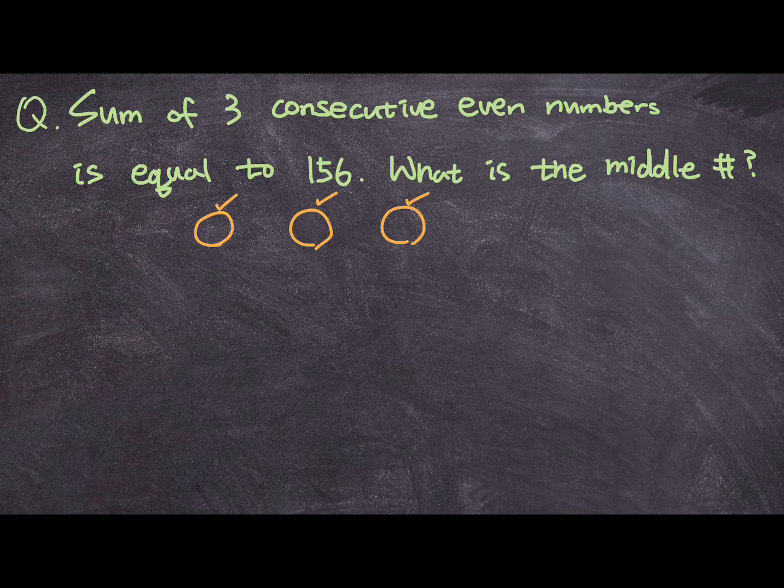So I'm going to set the first number equal to x. The second number, if it's a consecutive even number, is going to be 2 greater than x. And the third number will be 2 greater than x plus 2, which I can write as x plus 4. Now, if I add those three numbers all together like this, the sum will equal 156. Now my equation is done, so let's go ahead and solve this out.